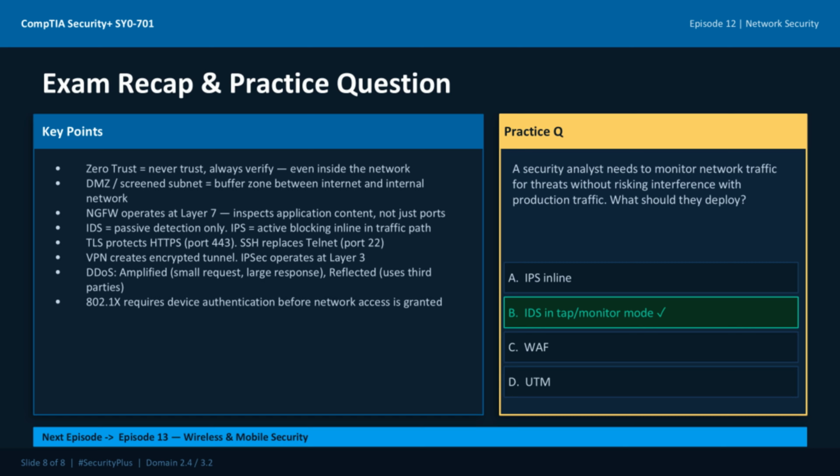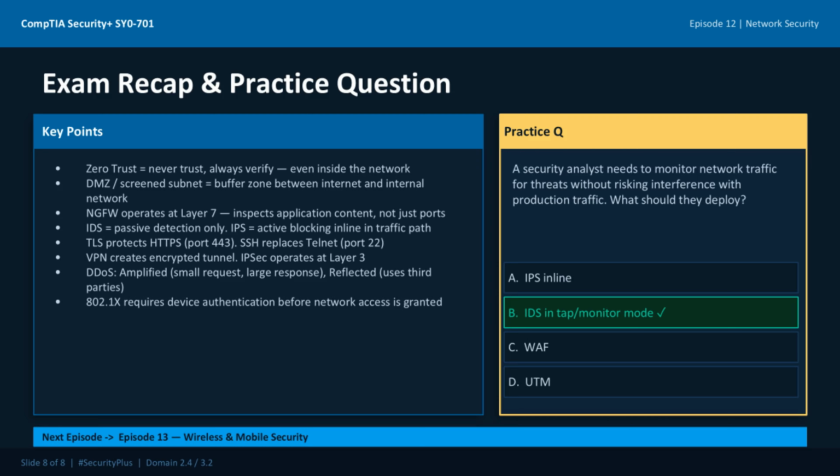Quick recap. Zero trust. Never trust, always verify. Verify every access request regardless of network location. A DMZ is the buffer zone between internet and internal systems. NGFW inspects at layer 7. IDS is passive detection only. IPS is active blocking inline.